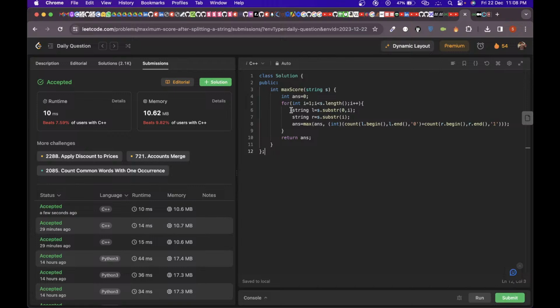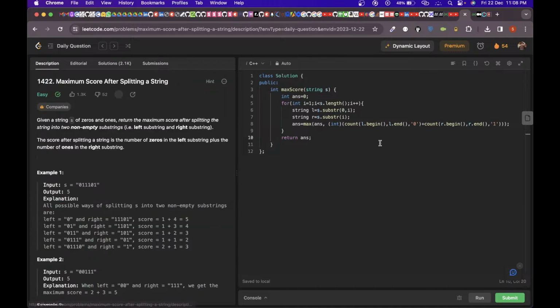It was just a simple question where we are splitting our left substring and the right substring according to the length of the string, and simply counting the number of zeros in our left substring and the number of ones in our right substring, then calculating the maximum value that's possible, and after that simply returning our answer. So that was all for our LeetCode POTD.